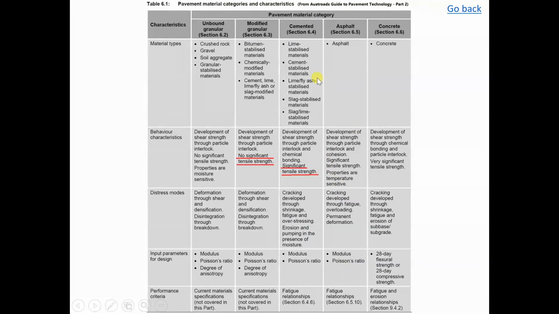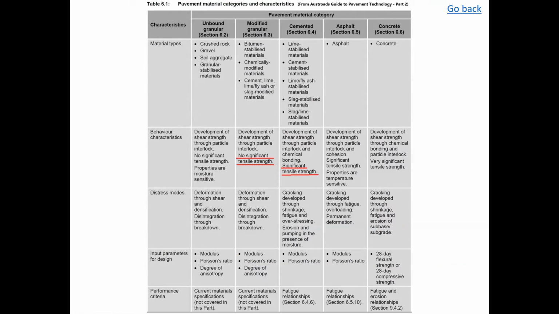Asphalt is the same as a cemented layer, they exhibit significant tensile strength. So there will be some tensile cracking. We consider the failure due to tensile strength. So we consider the tensile cracks for both the cemented section as well as the asphalt. Whereas for the modified layer we don't, but it can improve the strength because it has a higher modulus, so it contributes to the overall strength.